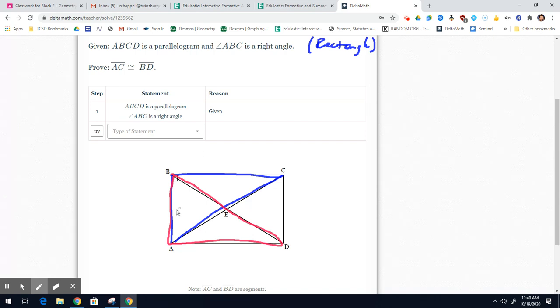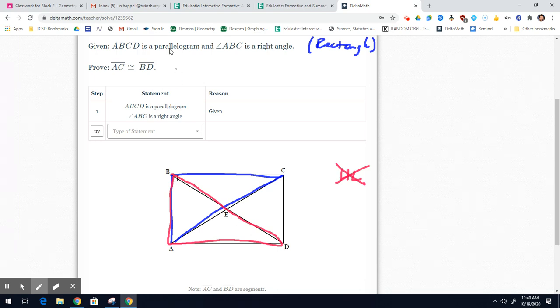Now, in this proof, we want to prove that BD and AC are congruent. Those are going to be the hypotenuses of 2 right triangles. Because we want to prove the hypotenuse is congruent, we are not going to use HL to prove the triangles are congruent. Okay, so be aware of that. But again, this is still a triangle congruence proof.